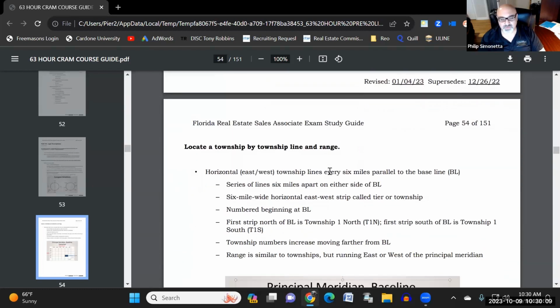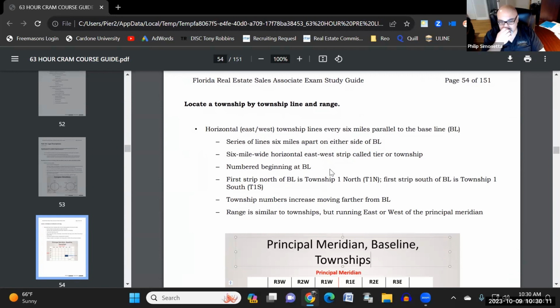Now let's look at locating a township by township lines and ranges. You have to remember the horizontal east and west township lines are every 6 miles apart. It starts at the baseline, and 6 miles north, 6 miles south, over and over. The 6 mile wide horizontal east-west strips are called tiers or townships. So you have your baselines and you have your townships.